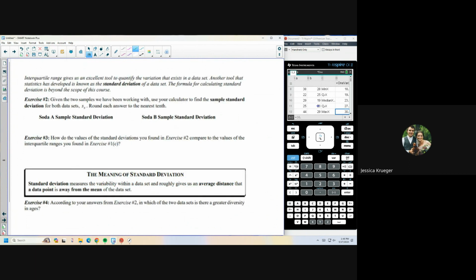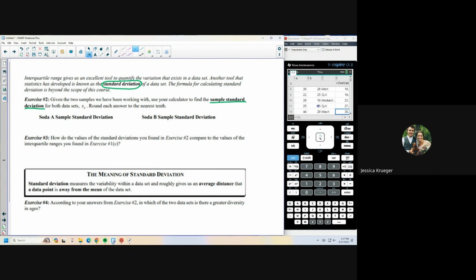So interquartile range gives us an excellent tool to qualify variation. Another tool that's been developed is called standard deviation. The formula for calculating standard deviation goes well beyond what we're going to do in this course. We're going to use our calculator to help us find this. So given the two samples we've been working with, use your calculator to find the sample standard deviation. There's a sample standard deviation, a population standard deviation. I think that's what the other one is called. You don't need to know the difference between them.